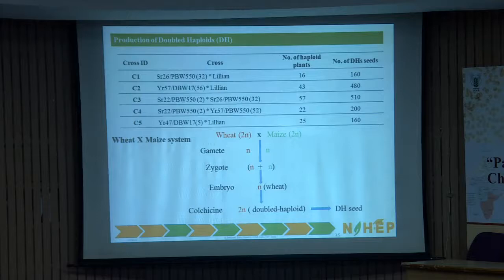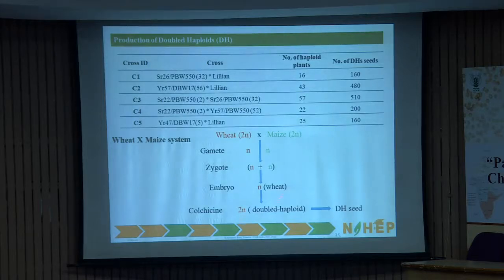But in double haploid, what happens is you cross wheat to get a wheat F1 which has two genes. For example, SR22 and SR26, just cross them. You will have an F1 which has SR22 and SR26 together. You take the pollen of maize and put it on the wheat ear stigma. In the next generation, when the zygote is formed, the chromosomes of maize will be degenerated. That is digested, so you will have a haploid number of chromosomes from only wheat.